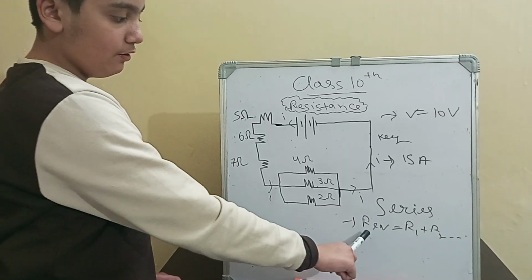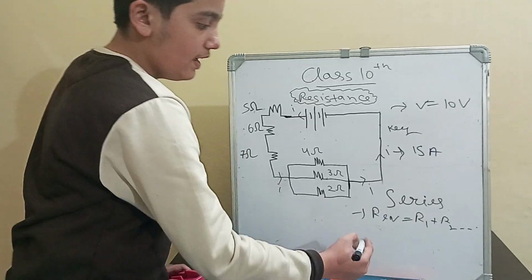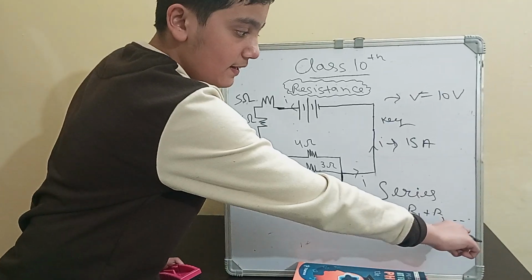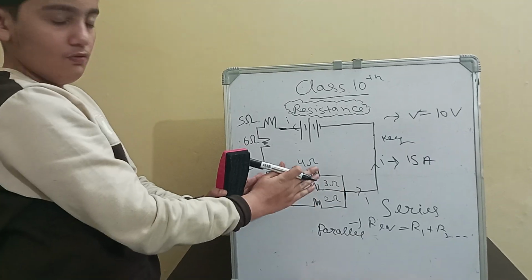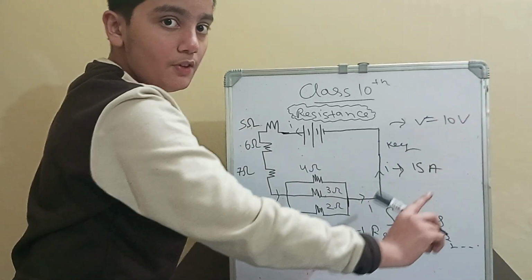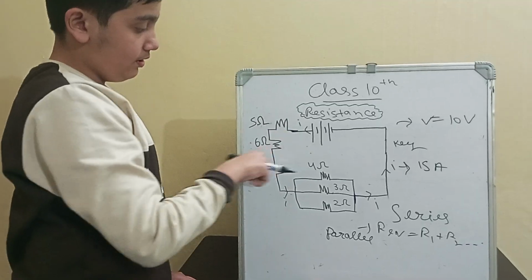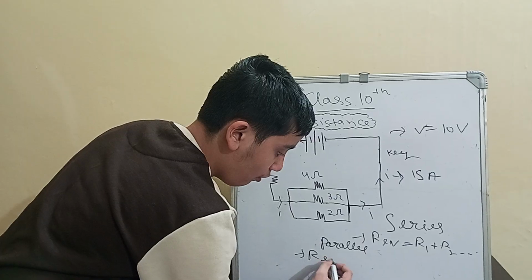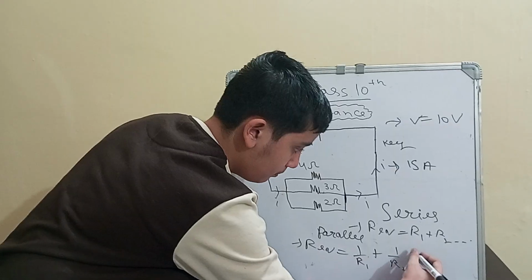For series, the formula of equivalent resistance, the total resistance, is R1 plus R2 plus so on. That means the number of resistors which will be there in the series circuit can all be added. So if there are 10 resistors given in the question, then you can add all 10 in series. When the resistors are in series, then only add. When they are parallel, the formula is different.